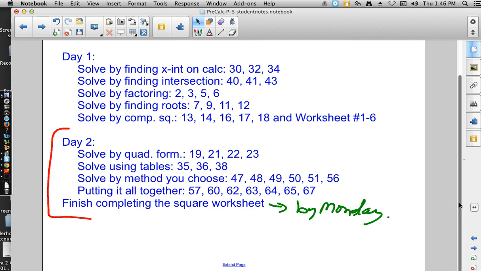Solve using tables, like I said. Don't even do that. Use the intersect feature, or if we're solving, you could go ahead and use the 0 feature. Anything that's easier for that solving. And then just choose what you want to do for the rest of those. And again, try and do a little bit on that completing the square worksheet.